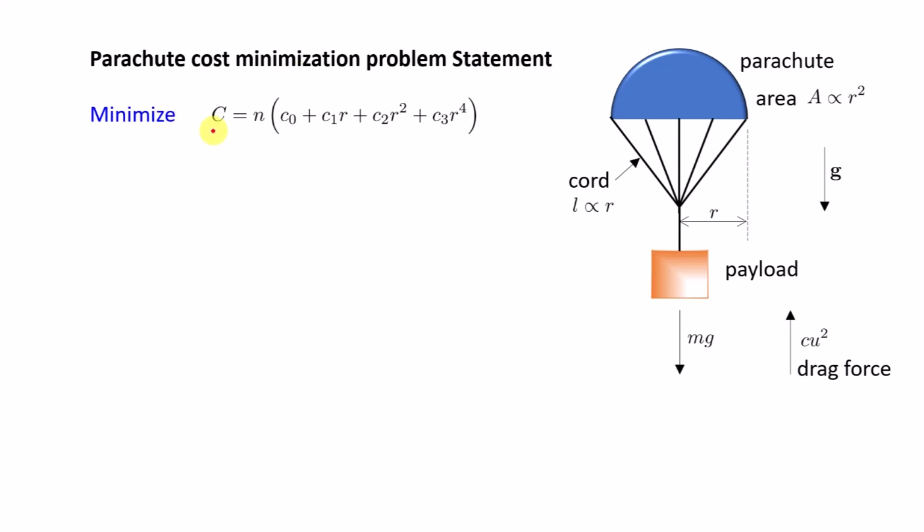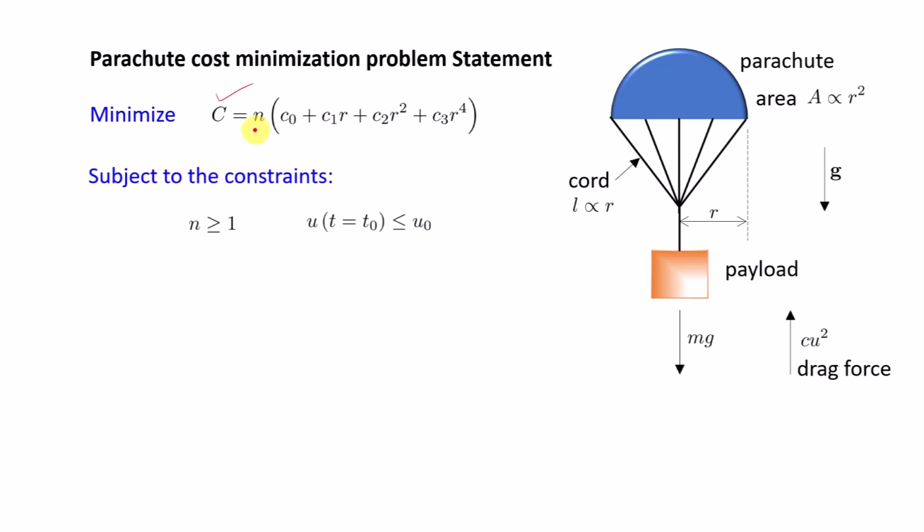We have to minimize this cost C, which is n, the number of parachutes, multiplied by C0 plus C1 r plus C2 r square plus C3 r to the power 4. And now you may wonder what we are talking about. If I make r small, then the cost will be small. So if I make r close to 0, that is the smallest cost that I can get. So this is not a big deal, but wait, there is more to it.